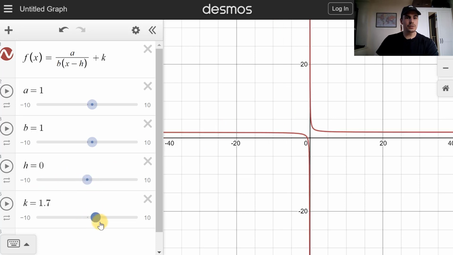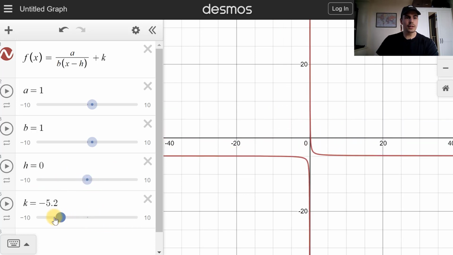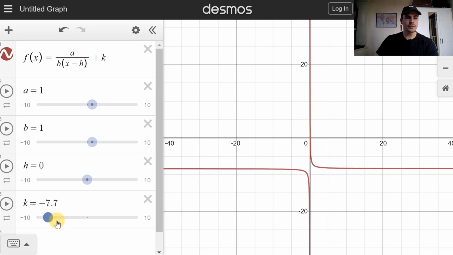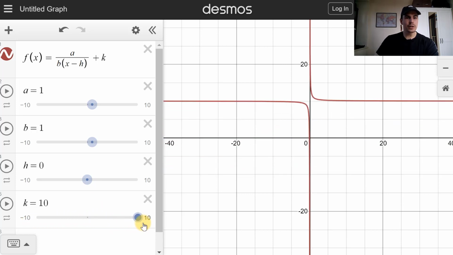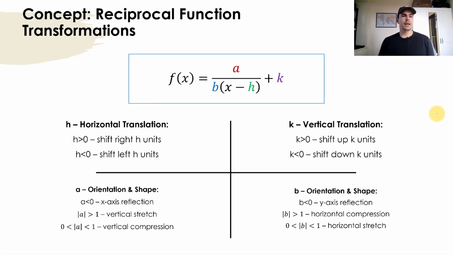And then, as you might assume with k, that is going to shift up or down. So as k becomes negative, we're shifting down. And if k is positive, we are shifting up k units. All right? Okay, so again, with our reciprocal function transformations, this is what we have going on with each value.